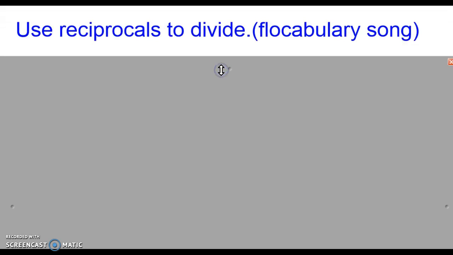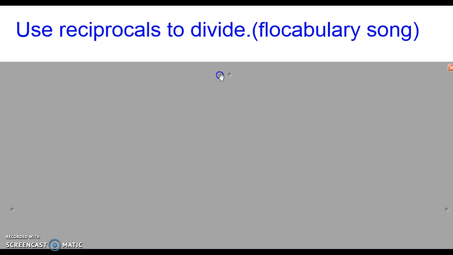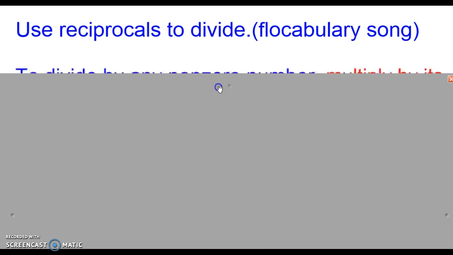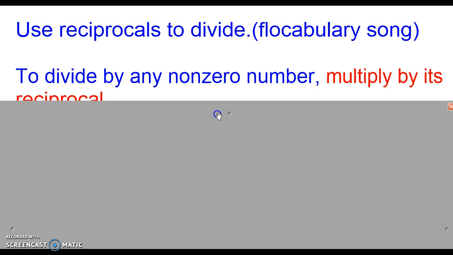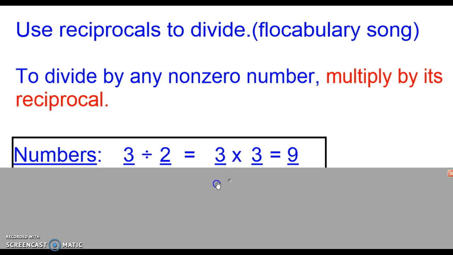Okay, so today we're going to be learning a song. It's our vocabulary song, and that should help you throughout the entire lesson. So in order to divide numbers, we need to remember what that reciprocal was. So to divide by a non-zero number, multiply by its reciprocal.